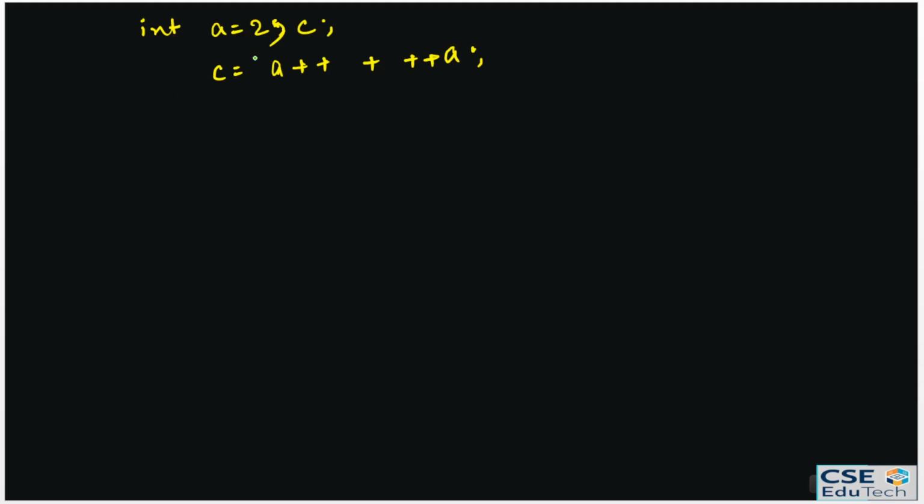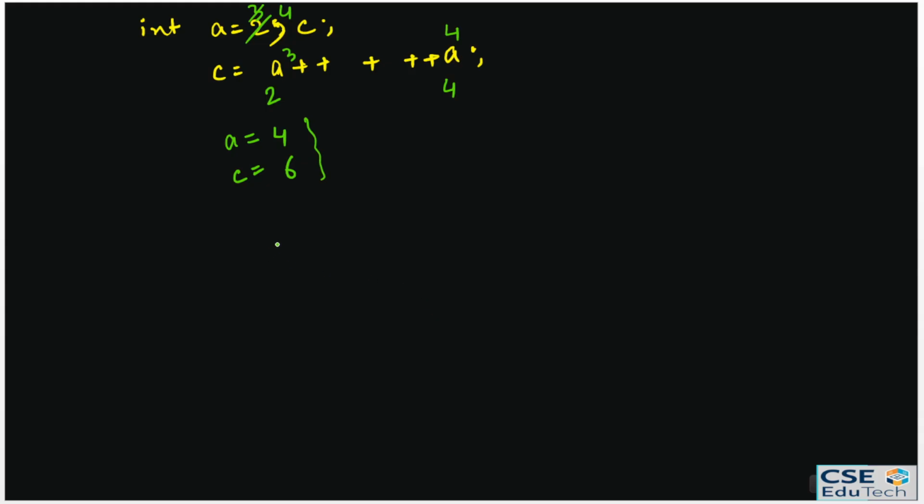So here it is a post increment, right? So first use the value 2 and then it increments. Now what is the present value of a? 3. First increment the value, it will be 4, and then use it. So if we print the value of a and c, the value of a will be 4 and the value of c will be 6. Clear?